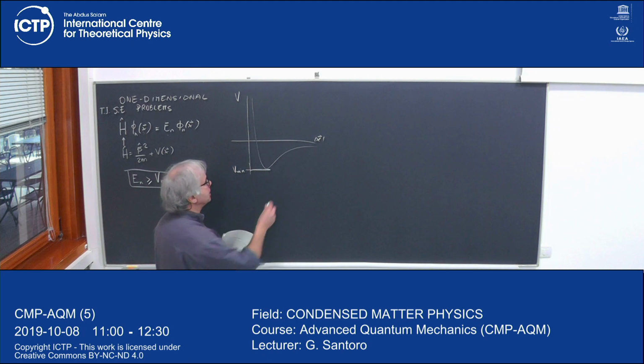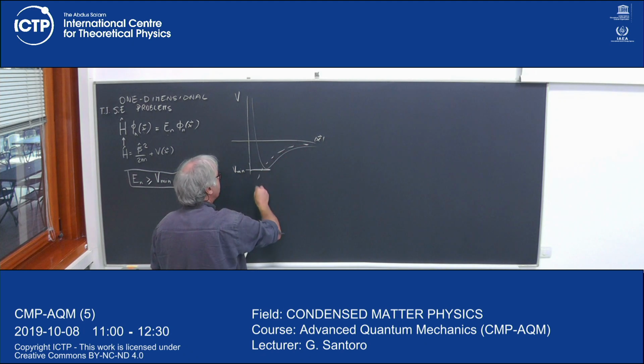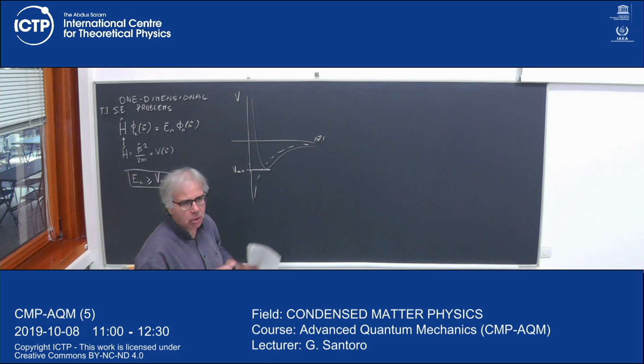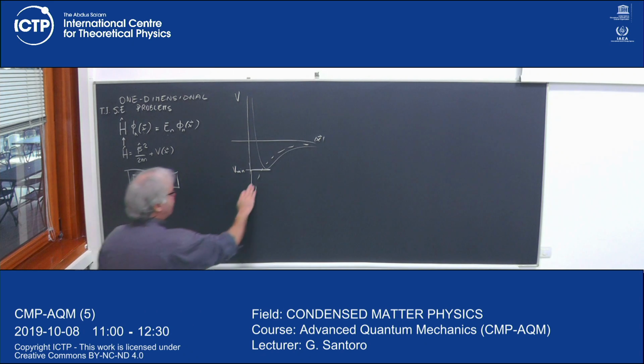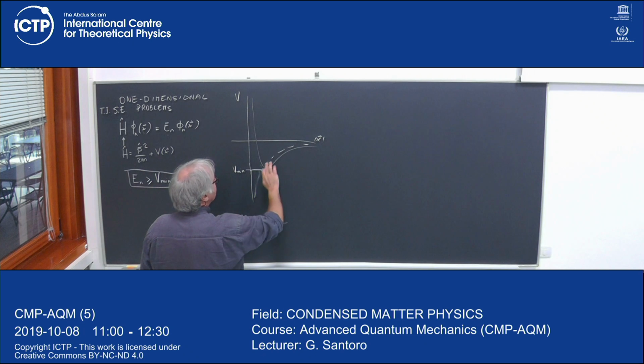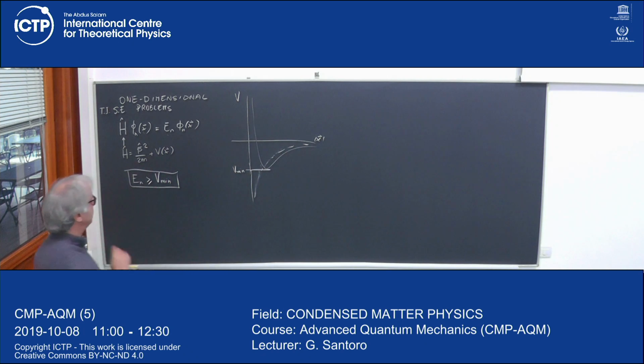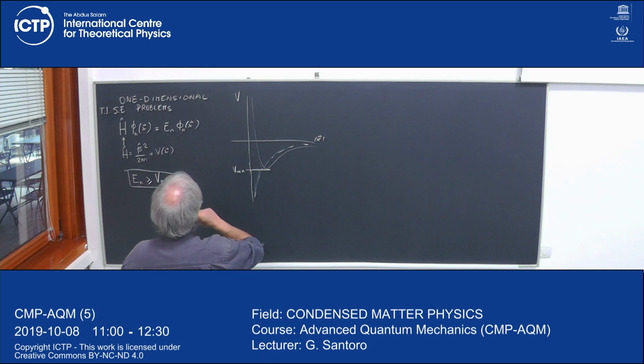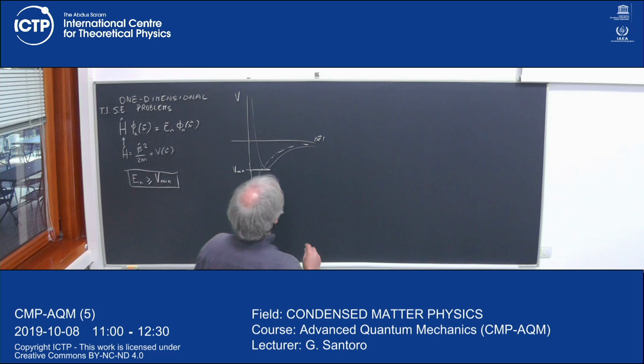Obviously, there are potentials which do not have a minimum. For instance, the Coulomb potential doesn't have a minimum. And at that point, this wouldn't tell you much. But there are potentials where there is a minimum, and there this bound applies. Let's see why. Okay, the proof is very, very simple.